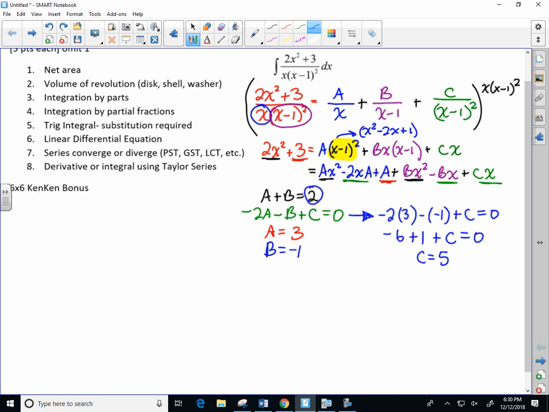That's great. That's wonderful news. There's a lot of work to get there. Unfortunately, it does not mean that you're done with the problem, because we still have to integrate. But at least now I know what I'm integrating. So instead of A over x, it would be 3 over x. Instead of B over x minus 1, it would be negative 1 over x minus 1. And 5 over x minus 1 squared.